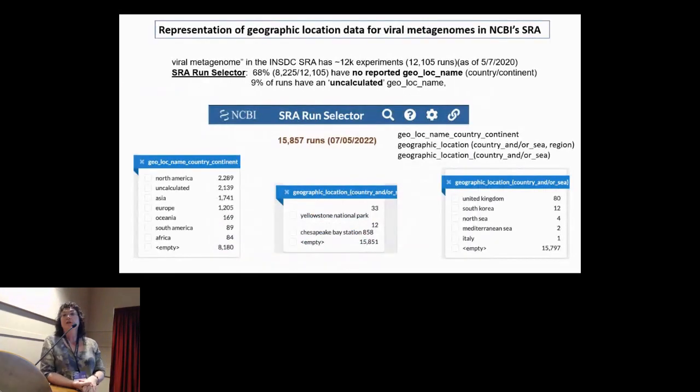Now I want to look at geographic location. This is something we all use in many of our studies. How are we looking at this data? So again, for that same paper, we looked at geographic location in the SRA, and at the top of the slide is the analysis we did 2 years ago, and I repeated it this last week to show you again, data is still an issue.